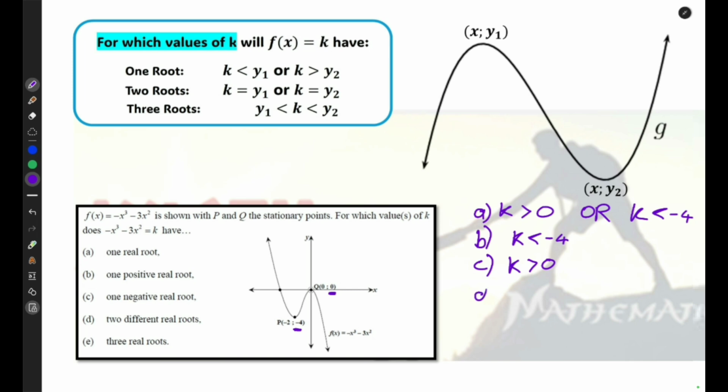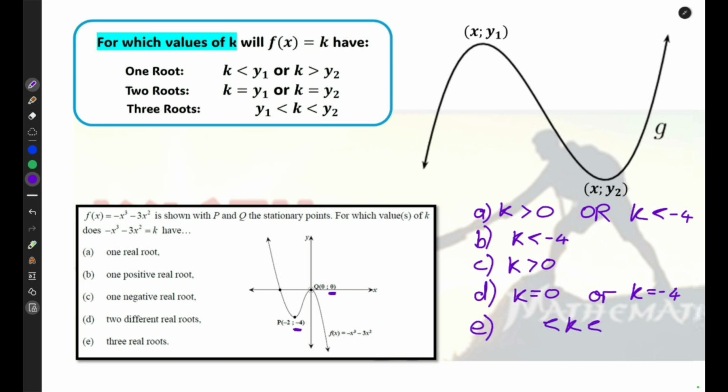Okay, question D is now another variation. Where will it have 2 different roots? So if the graph doesn't move, if it stays exactly where it is now, it has 2 roots. So the one answer is if k is equal to 0, and then the other one is when k is equal to -4. Okay, so just once again, if it has 2 roots, I just look at the y values of my turning points and just say k is equal to them. If it is 1 root, then I just say k is bigger than the bigger one and k is smaller than the smallest one.